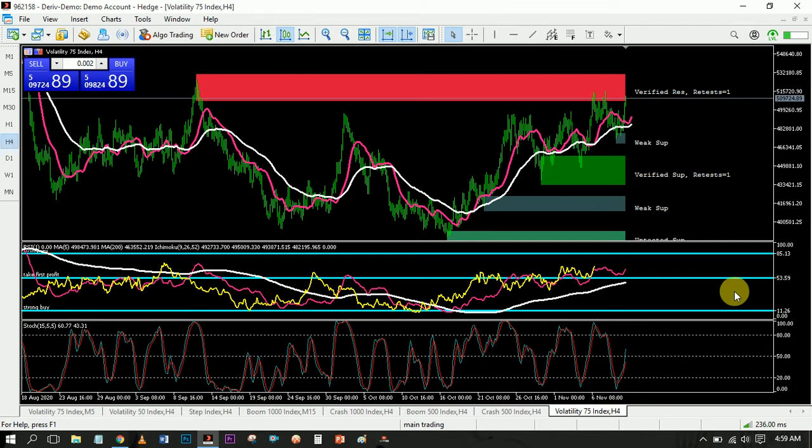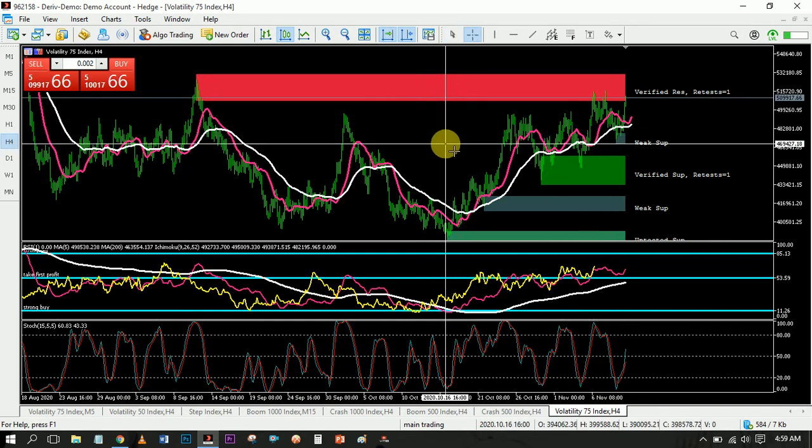So now quickly, talking about this, the first thing you need to do is to go to the higher time frame. Just go to the higher time frame. Go to the higher time frame.